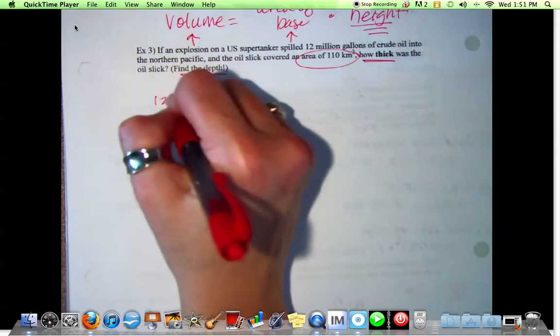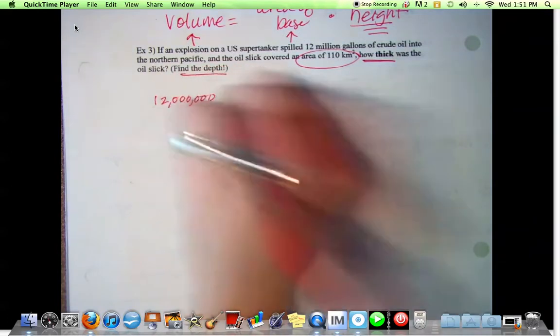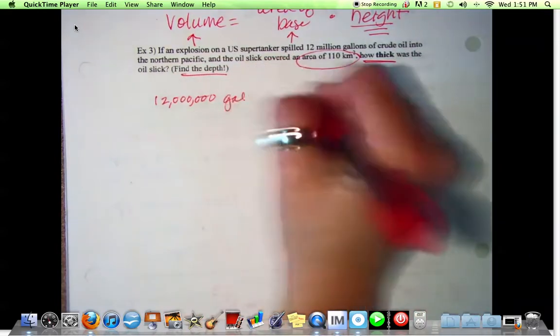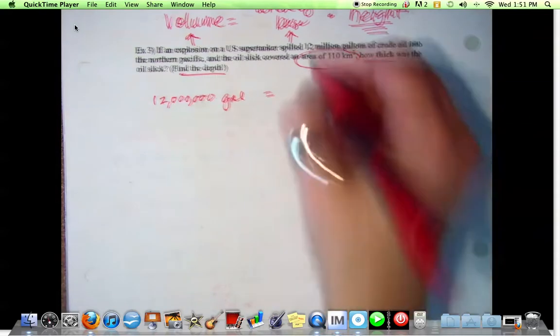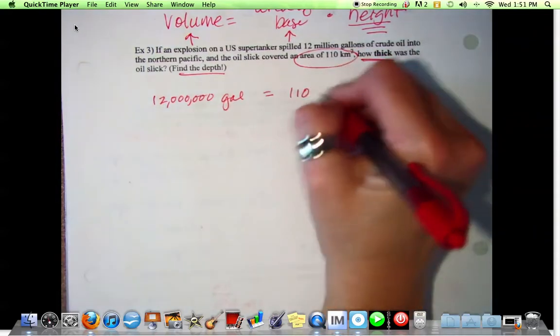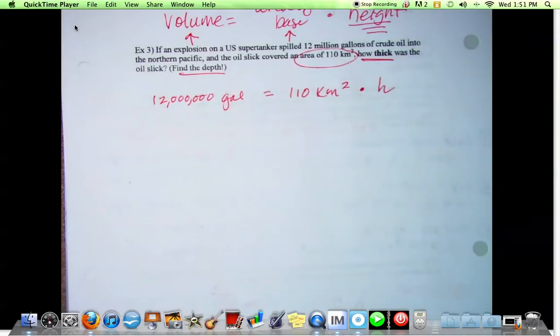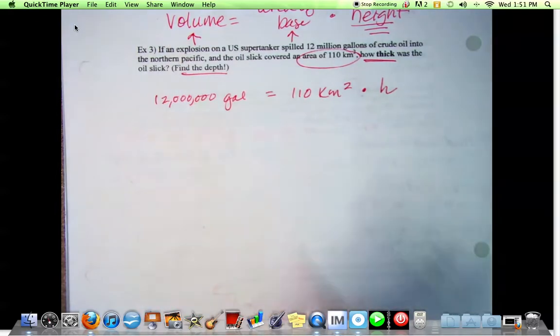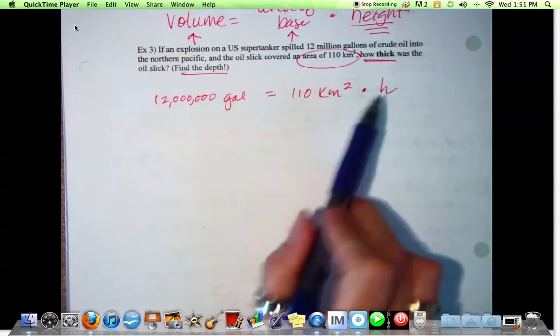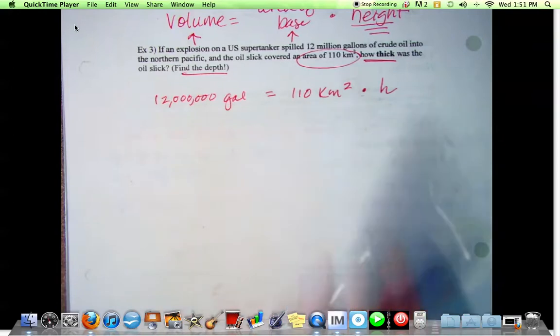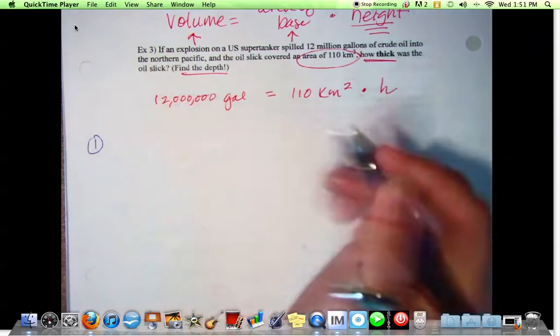So we have 12 million gallons is equal to 110 kilometers squared by some thickness. What if we have to change kilometers squared to decimeters and then change gallons to liters? Yep, exactly. We have to divide volume by base, because we want to get h by itself. So if we divide the volume by the area of the base, it gives us the height. So we need to change.